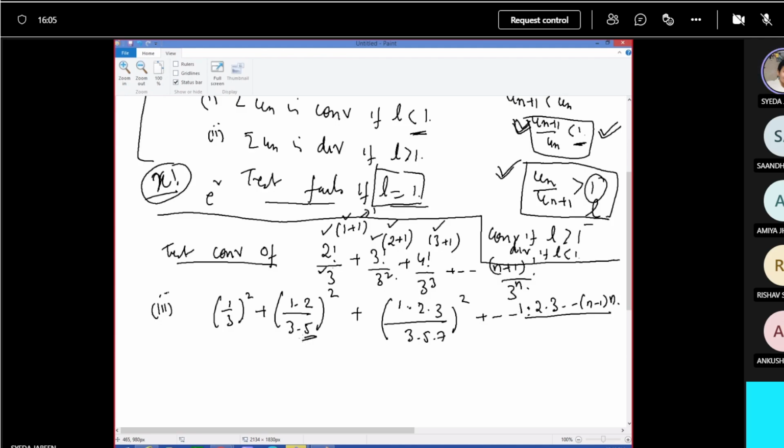And in the denominator, what will be the element? 3 into 5 into 7 into dot dot dot up to (2n+1). Yes, right. So this will be whole square.